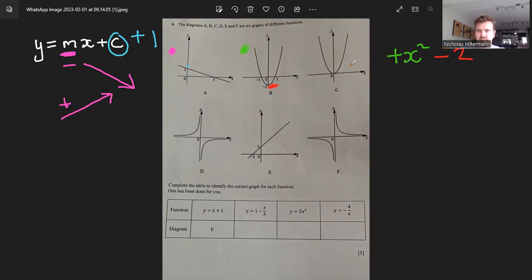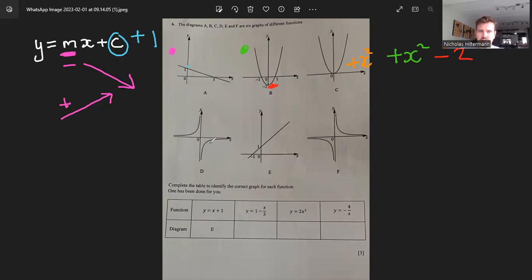This one here is, again, a plus x squared graph. But of course, it doesn't have a -2. So it's got nothing. It's just an x squared graph. But it could be plus x squared, it could be plus 2x squared, it could be plus 3x squared, but it's a positive number.